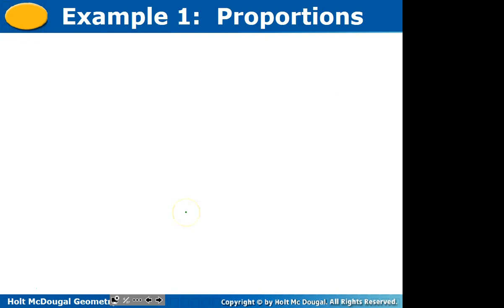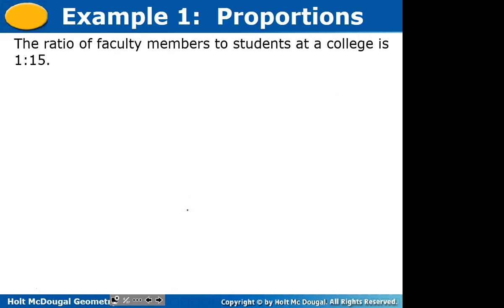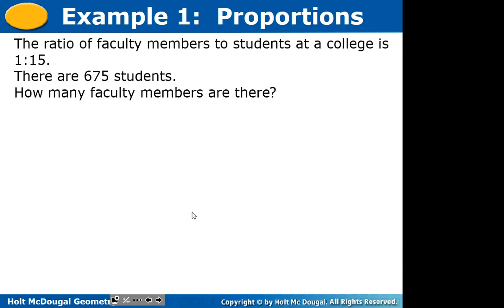So let's move on now. We're going to go over our first example. It says the ratio of faculty members to students at a college is 1 to 15. There are 675 students. How many faculty members are there? So the first thing we want to look at is, what are the key words in this problem? I noticed that it's got faculty here and it's got students there. So the first thing I'm going to do is put these words in the order they appear in the problem over each other. So I have faculty over students.